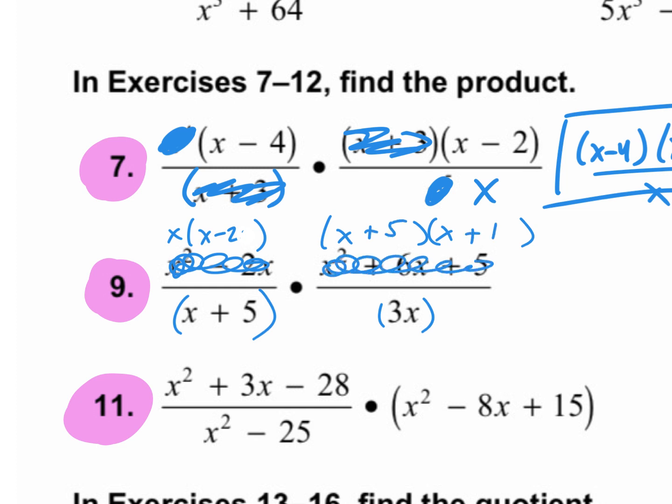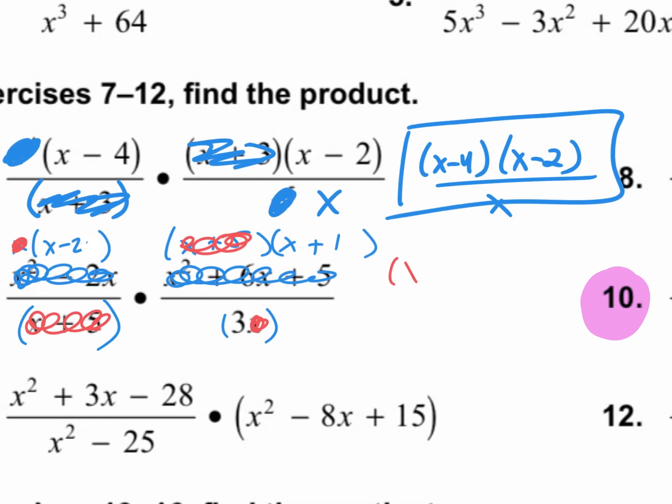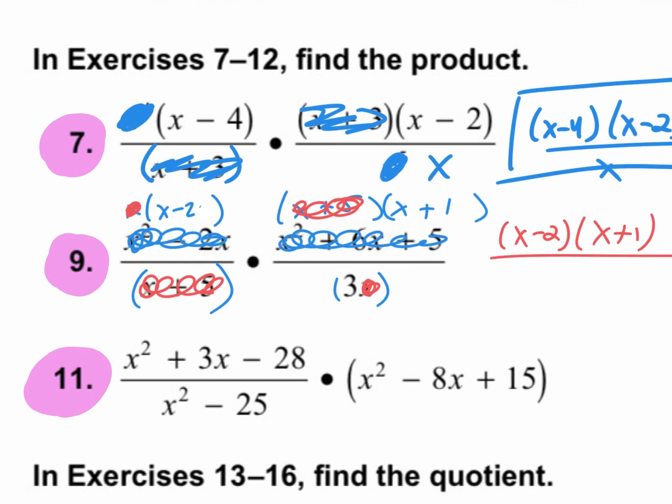So is there anything in the top and the bottom that's exactly the same that I can cross out? X plus 5 and x plus 5. Anything else? I have an x here, and I have 1 here. So what am I left with? I'm left with x minus 2 times x plus 1 over what number?